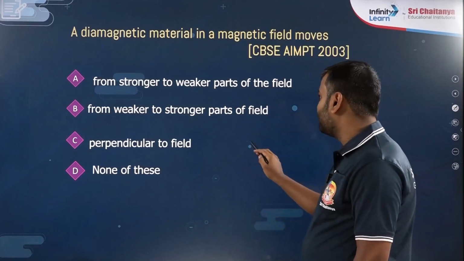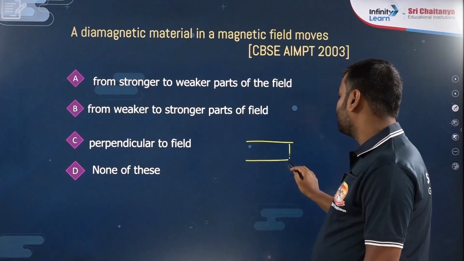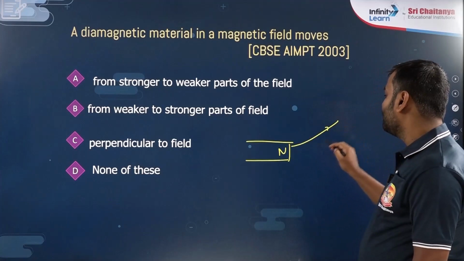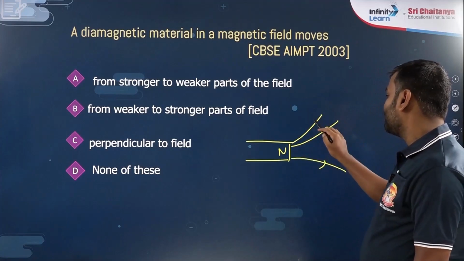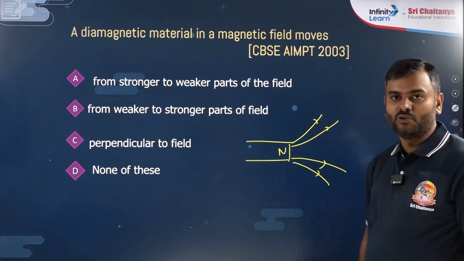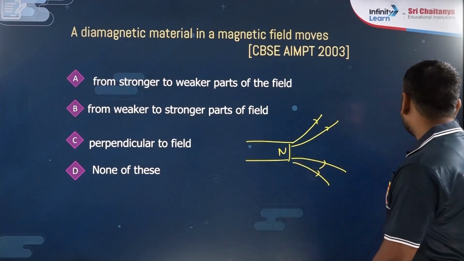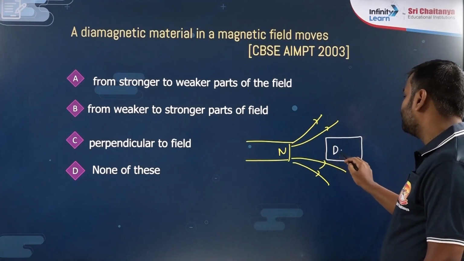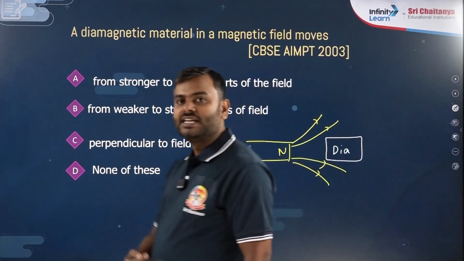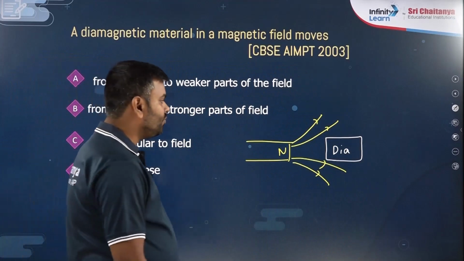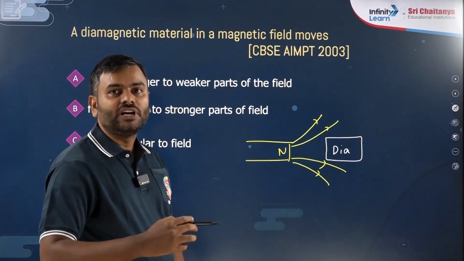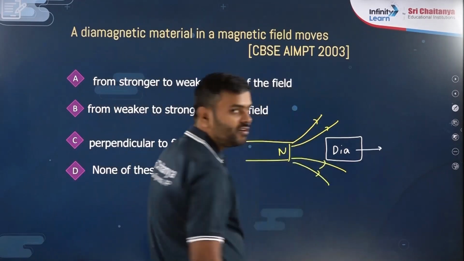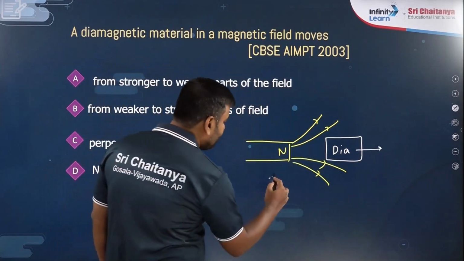First of all, we have to understand this when we have a diamagnetic material. Let's say I am taking a magnet. Let's say this is the north pole of the magnet and it is generating a magnetic field. This is an external magnetic field which is being generated by this pole of the magnet. In this field, we are going to keep a diamagnetic material. So what will happen here? We know that diamagnetic material behavior is that it gets repelled in an external field. So it will start moving in this direction.